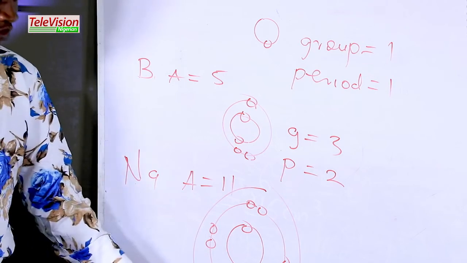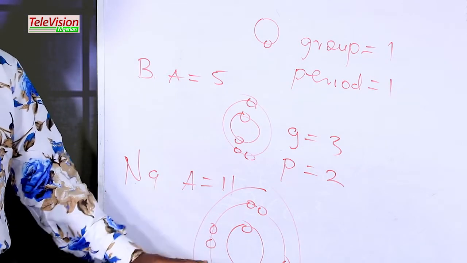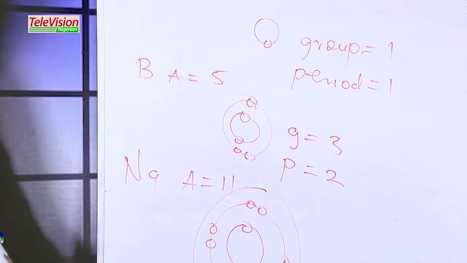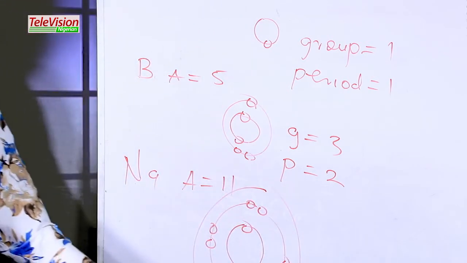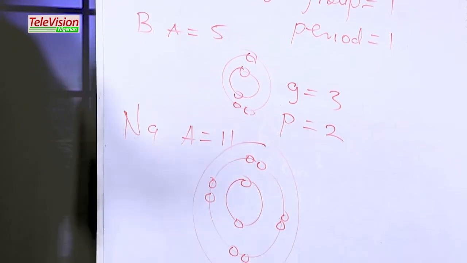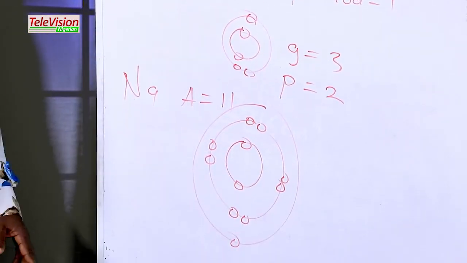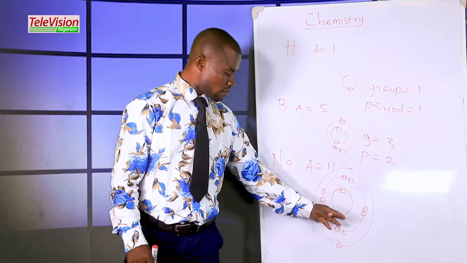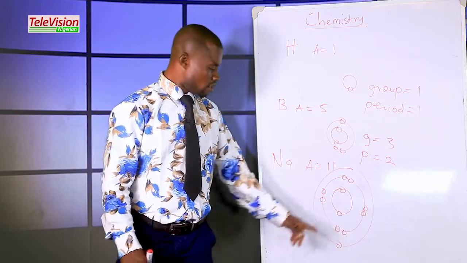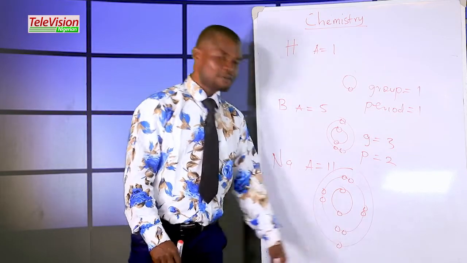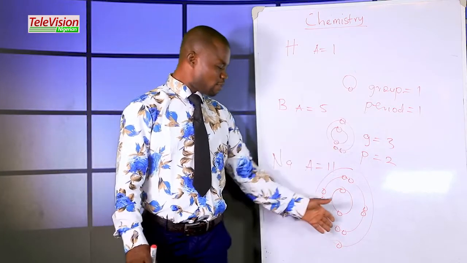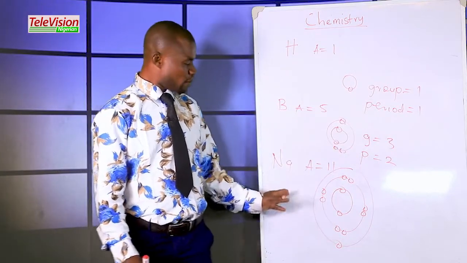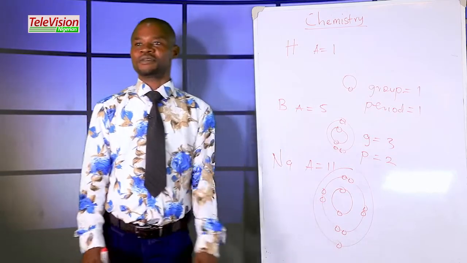Now, what is the group? The group is the number of electrons in the outermost orbit. Then what is period? Period is the number of orbits in which the electrons occupy in that atom, which is 1, 2, 3. If you have understood this, please can you tell me the group of this sodium and the period of this sodium?